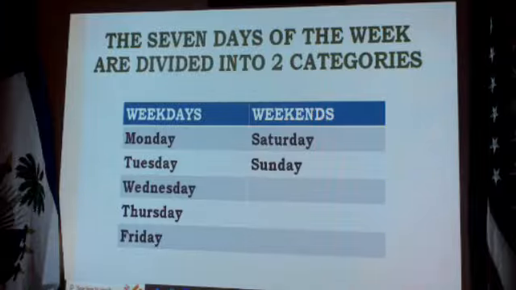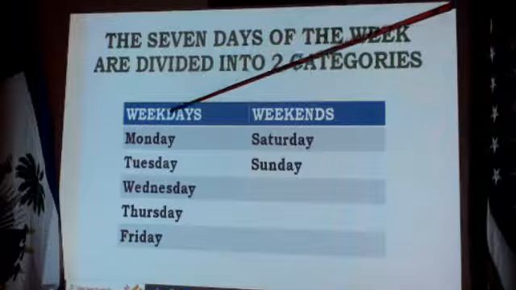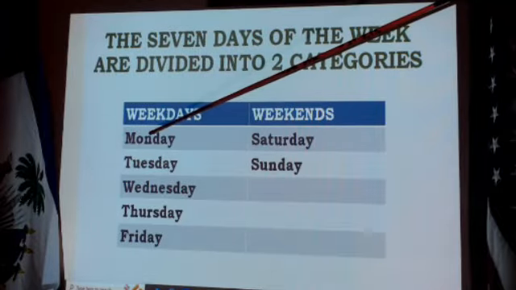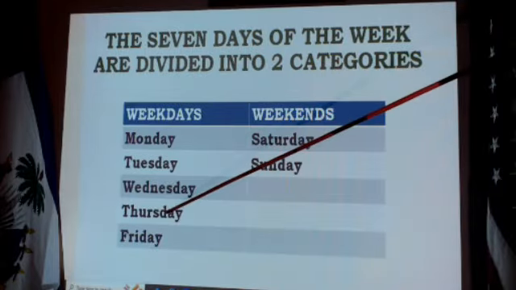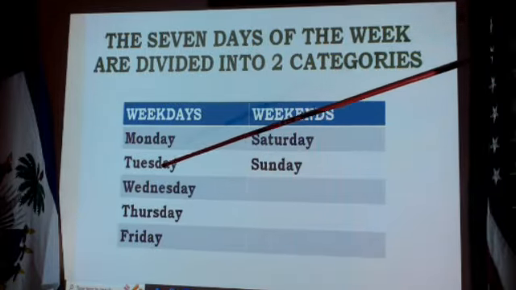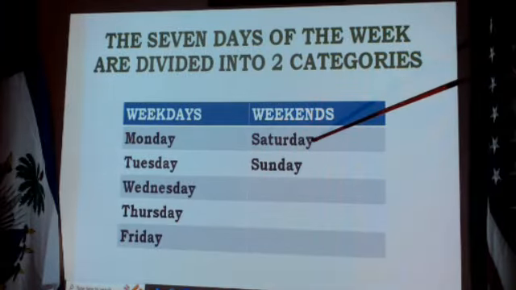The 7 days are divided into two categories. We have weekdays, including Monday, Tuesday, Wednesday, Thursday, Friday. We have the weekend, Saturday, Sunday. That's why they are divided.